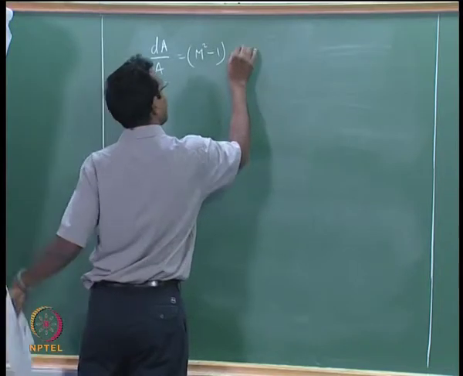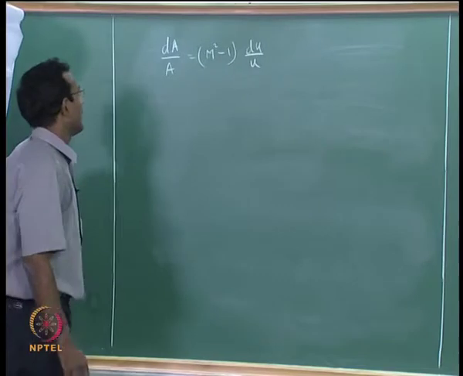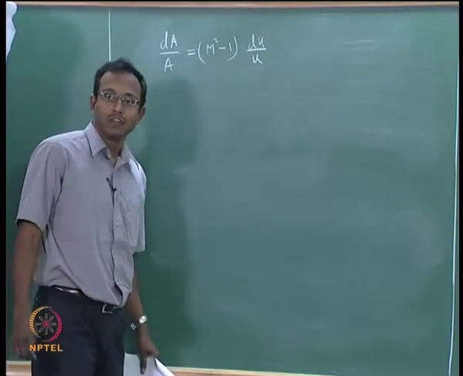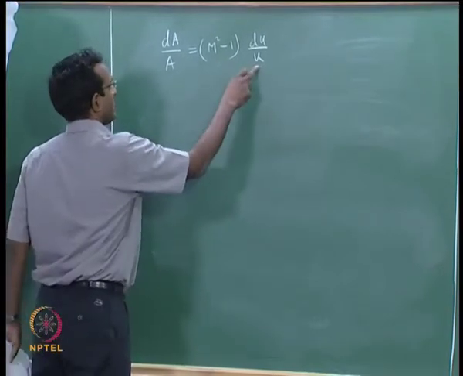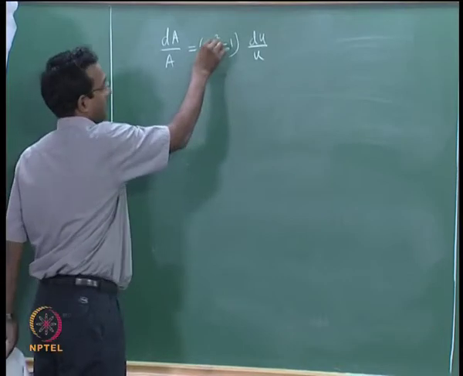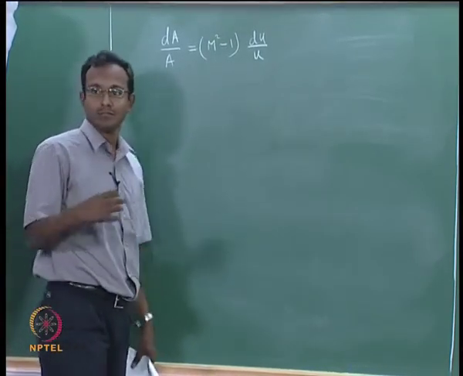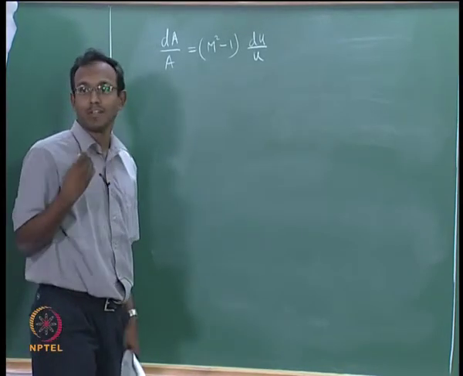M square minus 1 times du by u. Okay. Now, if I say that there is no change in velocity, okay, there is no change in velocity for a given Mach number, then my duct should have constant area. That is what this statement says now. Okay. That is one inference I am going to have.